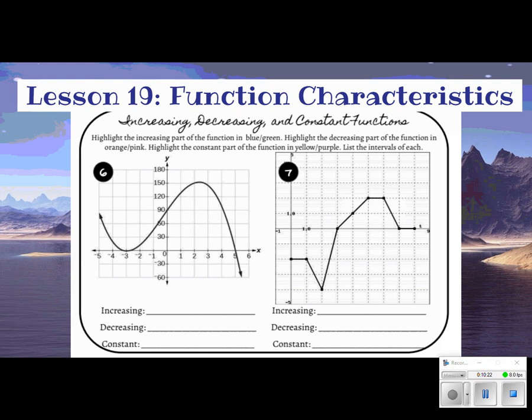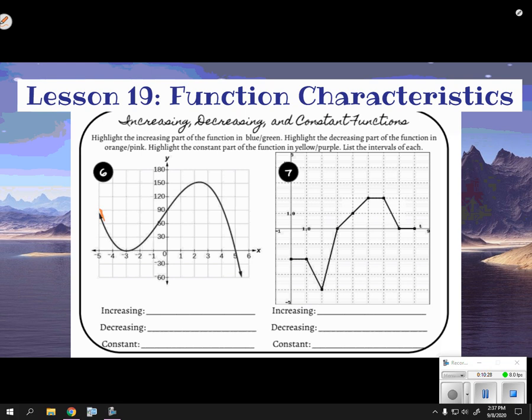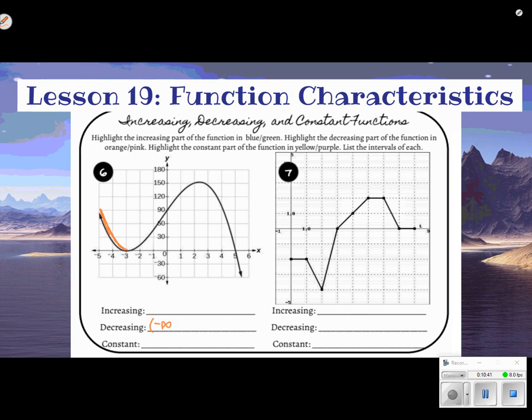And so what I notice is that I am decreasing in this first part. So I'm coming from negative infinity and I'm decreasing. I'm going down, down, down, down, down till right about here. Then I stop and I turn around and I go up. So I am decreasing from negative infinity, which gets a parenthesis, all the way to negative 3, and negative 3 gets a bracket.